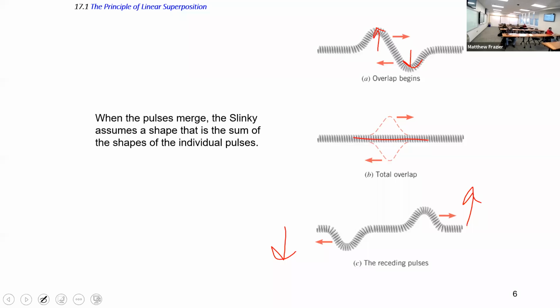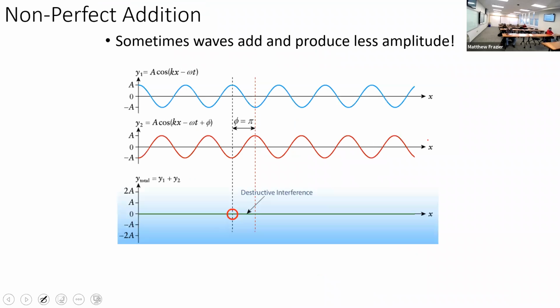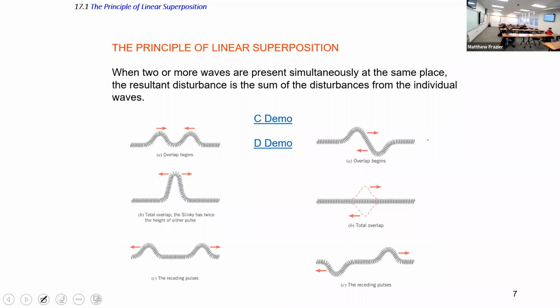So we're going to talk about constructive and destructive interference like this, and you're going to try to show that it happens. That's the gist of linear superposition. The idea is that when we add two waves, we're just going to add their amplitudes.